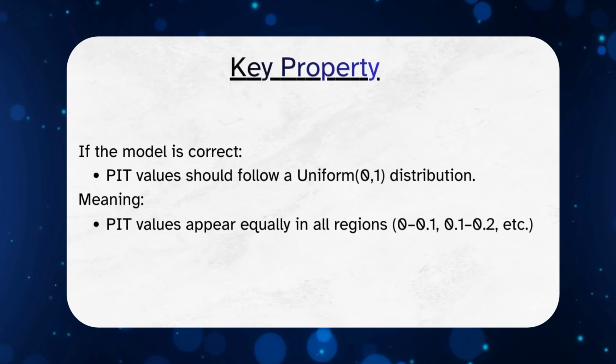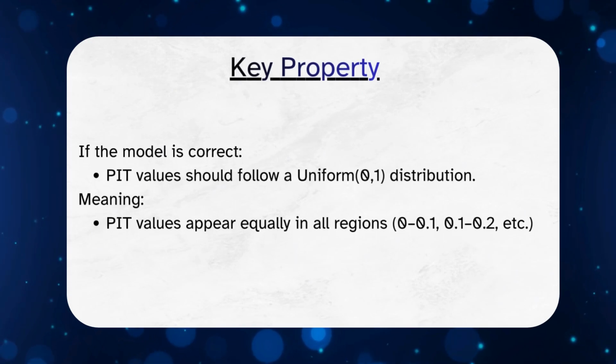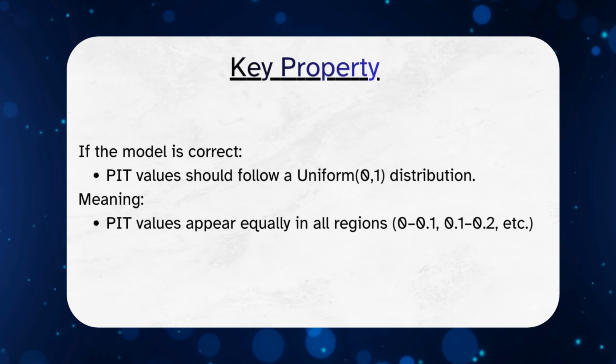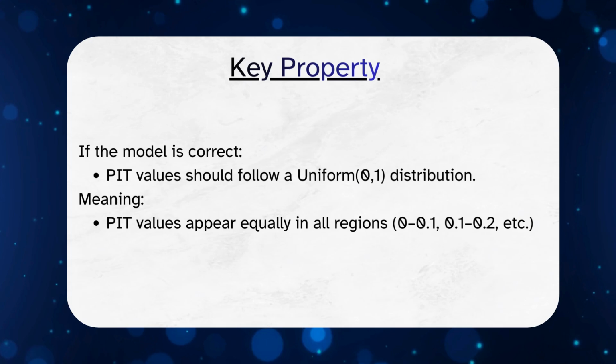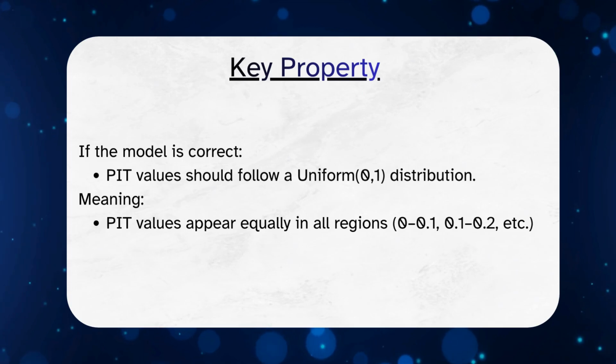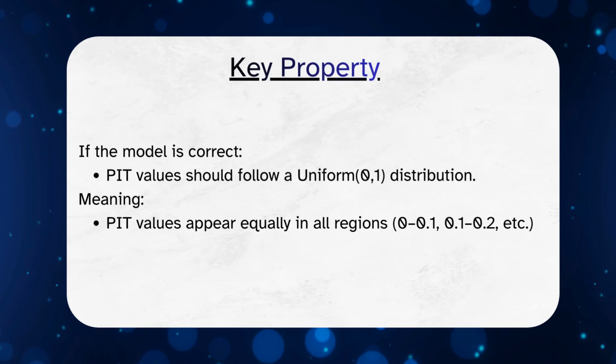The key property. Here's the magic rule. If the model is correct, PIT values should follow a uniform 0-1 distribution. Imagine placing outcomes into 10 bins, 0 to 0.1, 0.1 to 0.2, all the way to 0.9 to 1.0. Each bin should contain roughly the same number of observations. That's what perfect forecasting looks like.